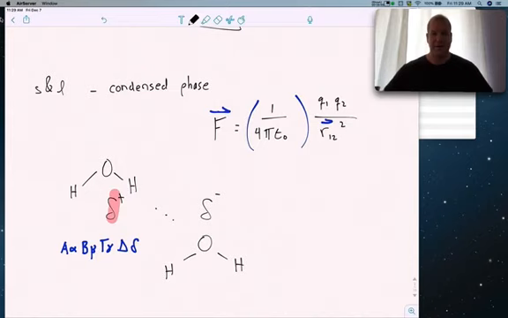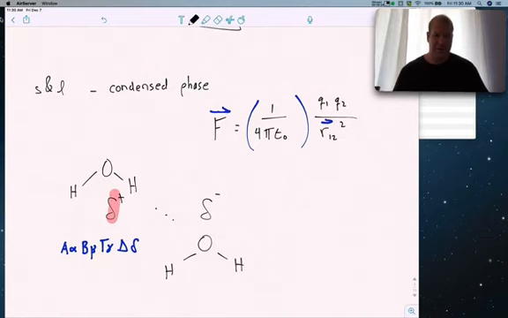And if you make the charges bigger, it'll get stronger. So generally speaking, ions with small charges that are big are going to have weak forces. In contrast, things that are highly charged and tiny are going to have really strong forces. So we'll talk a little bit more about that later.